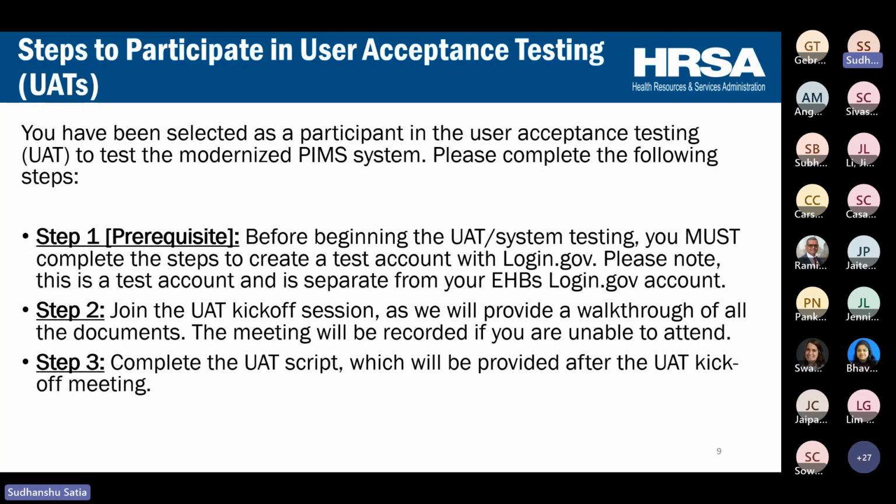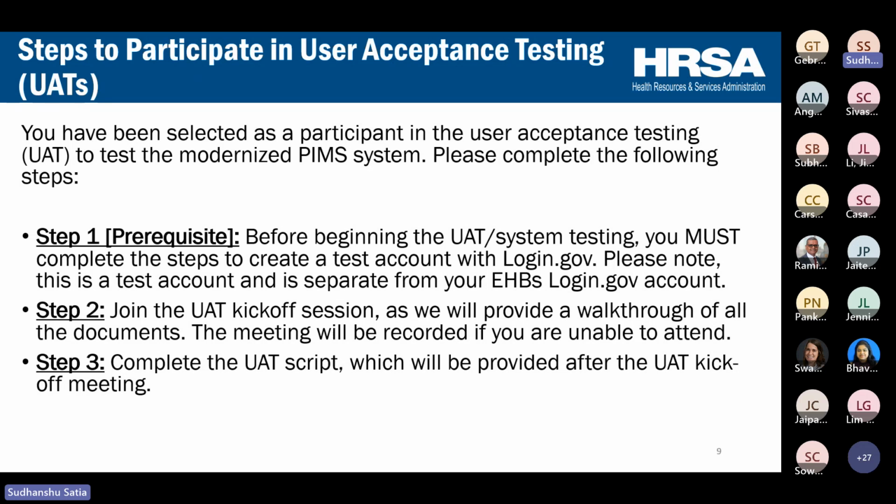All right, so what are our steps to participate? How can we participate in this user acceptance testing? The first prerequisite is that every user needs to create an account on the testlogin.gov website. As Shripati confirmed at the start of the meeting, this process is exactly the same as the grantees have been following in the production environment.